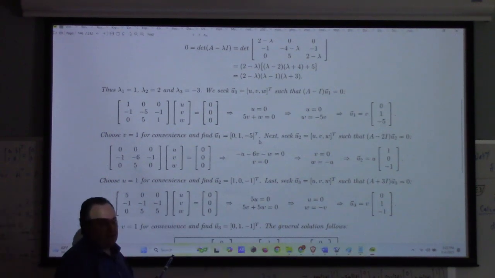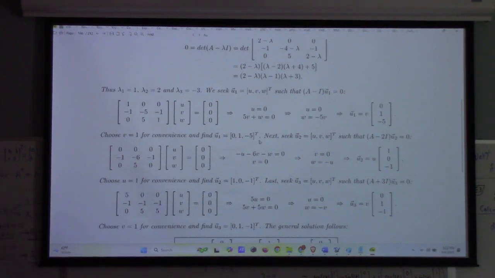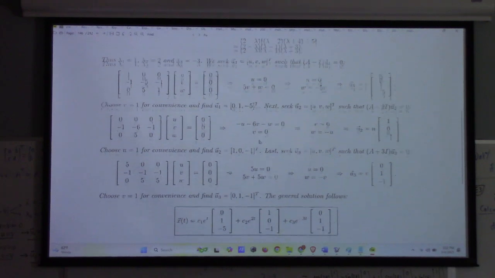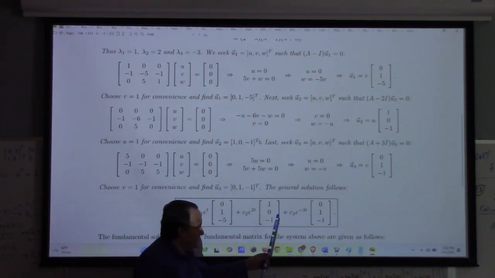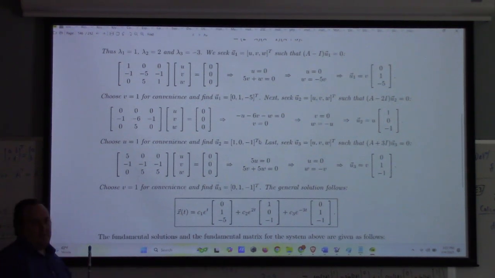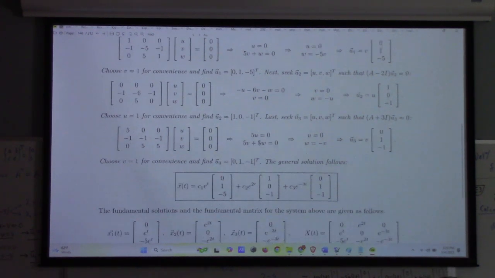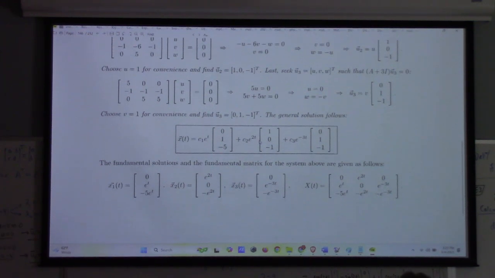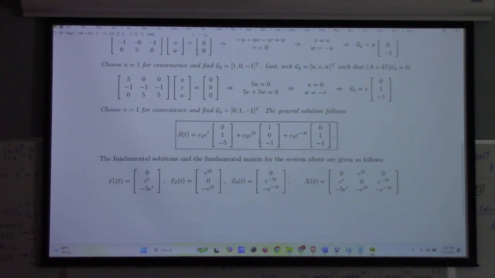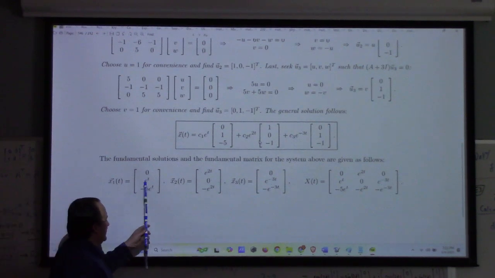So there are my 3 eigenvectors corresponding to my 3 eigenvalues, and the general solution, looky here. Here it is. Same thing we did today, but now we've got 3. The fundamental solution matrix here would be a 3 by 3. Here it is. And I'm using x sub 1, x sub 2. I've been using r sub 1, r sub 2, r sub 3.